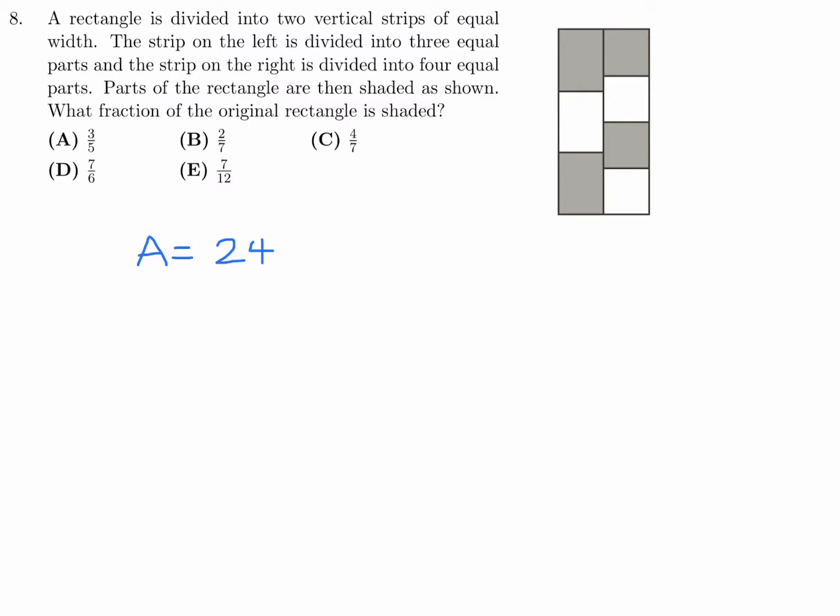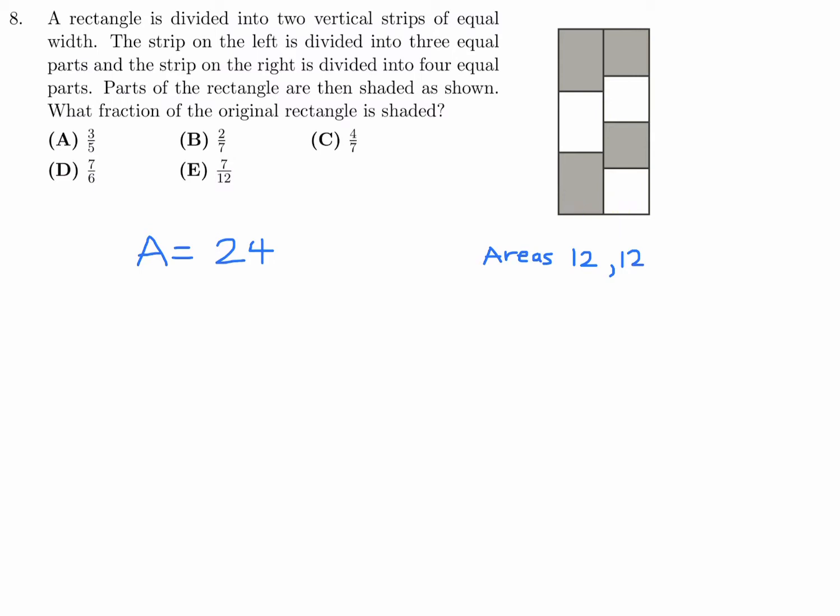They divided into 2 equal vertical strips. So this vertical strip is equal in area to this vertical strip. So that means both of those have an area of 12. These are the areas of those vertical strips, 12 for this guy and 12 for that guy.